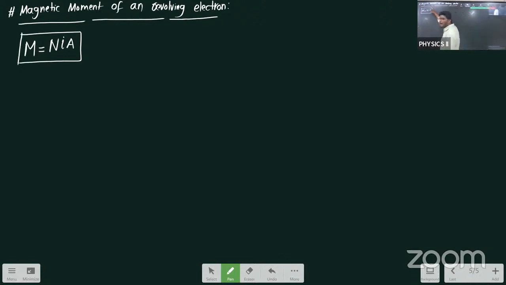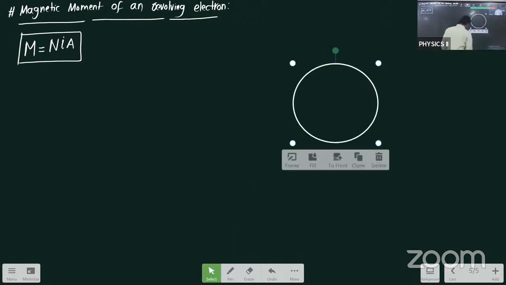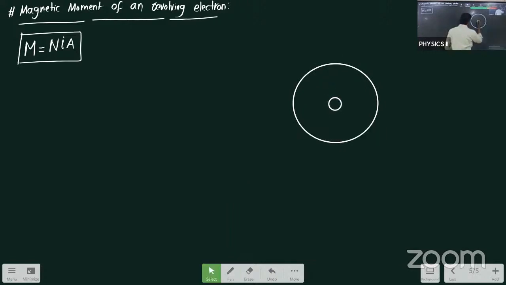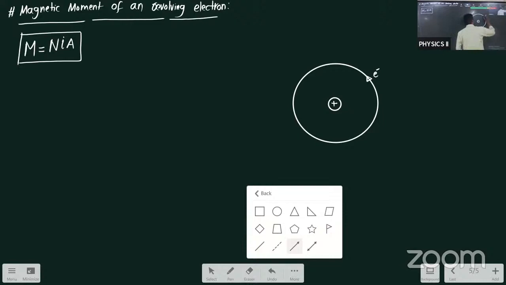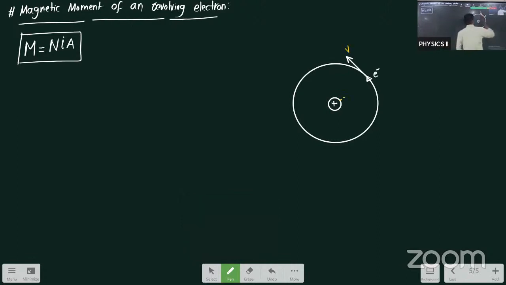So we are supposed to determine the magnetic moment of a revolving electron. Let us consider an electron revolving around the nucleus. Here we have an electron, and at the center we have a nucleus. The nucleus has a positive charge due to protons, and the electron is revolving around it with some velocity v. Let the distance of the electron from the center of the nucleus be r.